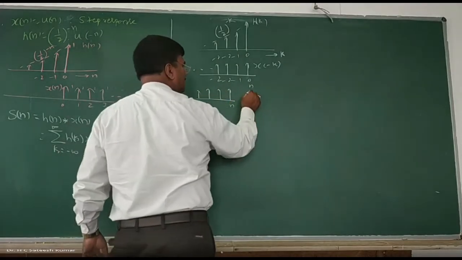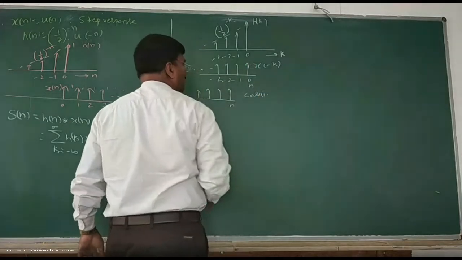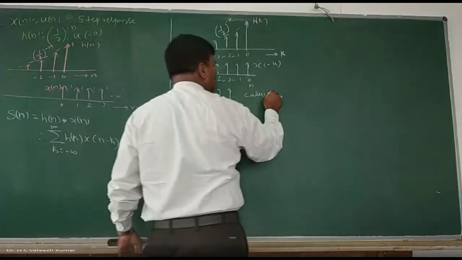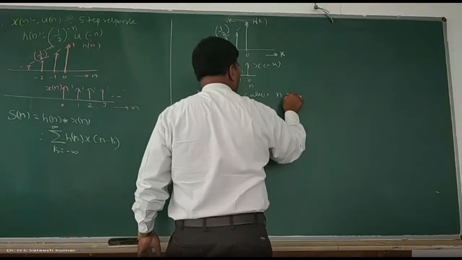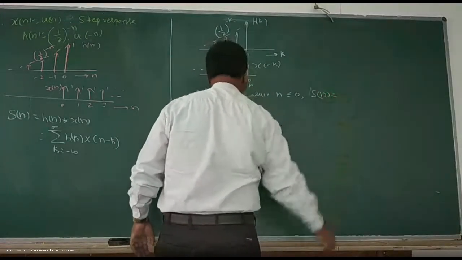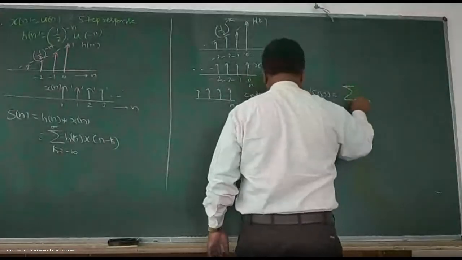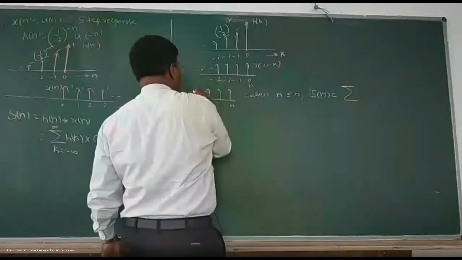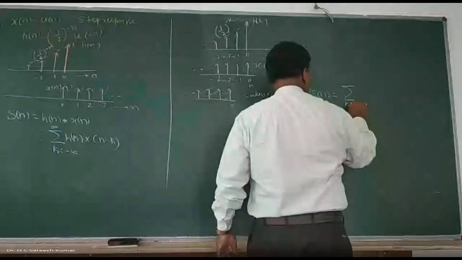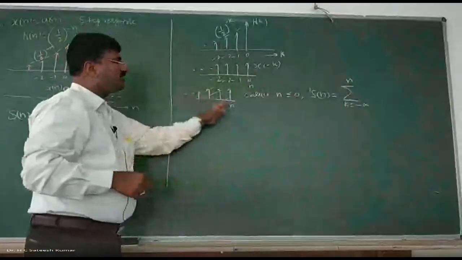Case 1 means as long as this is before the 0, if it comes from this side, the overlap goes on increasing. Therefore, for n less than or equal to 0, S of n is the step response. What is the overlap area? This signal also starts from minus infinity, and that signal also starts from minus infinity. The complete area overlaps, so the summation is from minus infinity up to n.